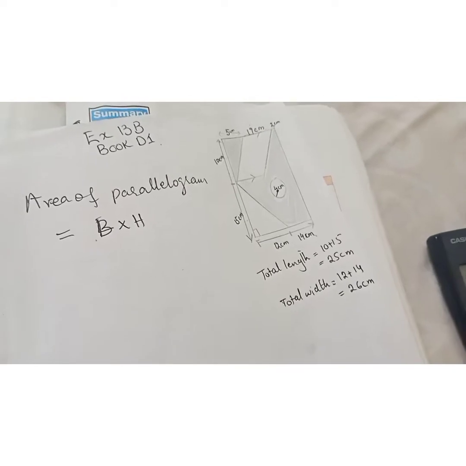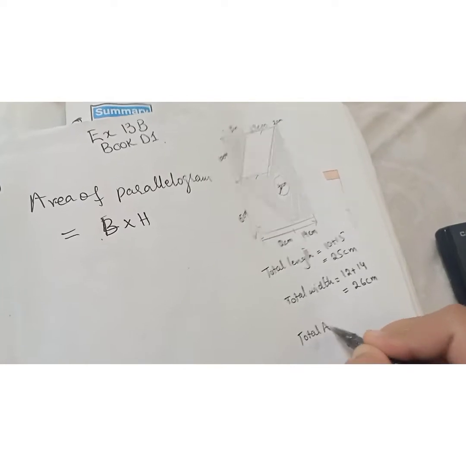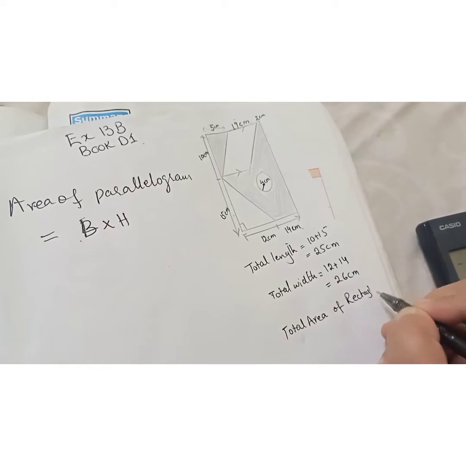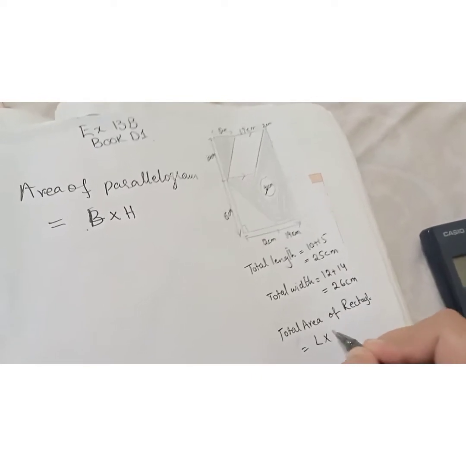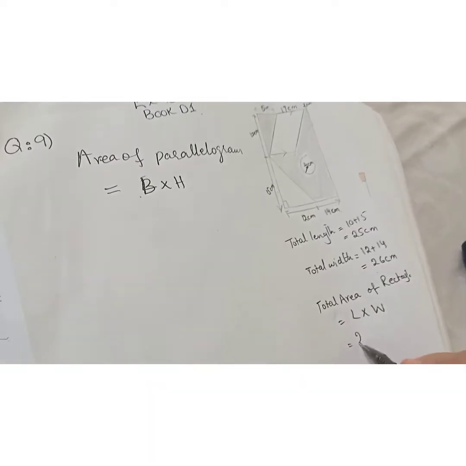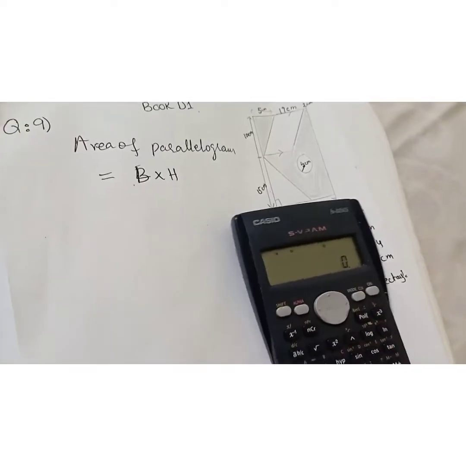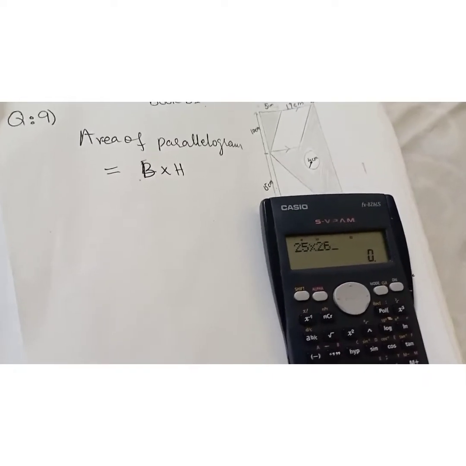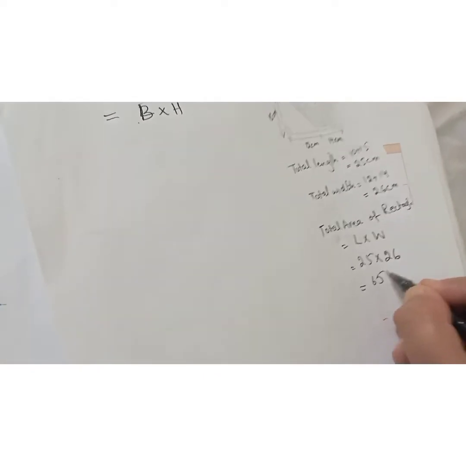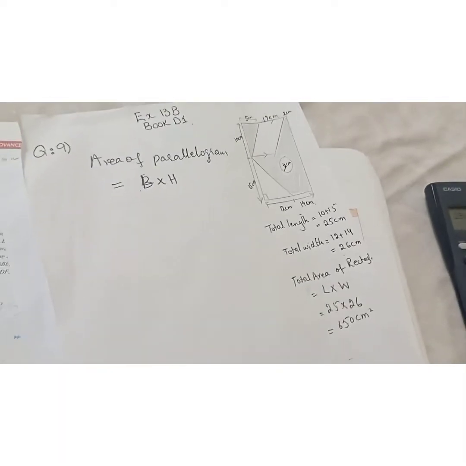Now, if we want to calculate the total area of this big shape, we calculate the area of the rectangle, which is equal to length multiplied by width. We know that the length is 25 and the width is 26, so let's calculate it. 25 multiplied by 26 with the help of a calculator gives 650. So the total area is 650 centimeter square. Always remember that the area unit is always centimeter square.